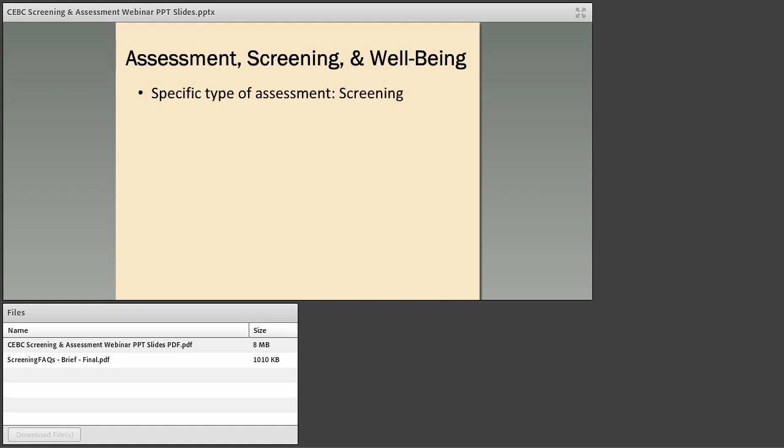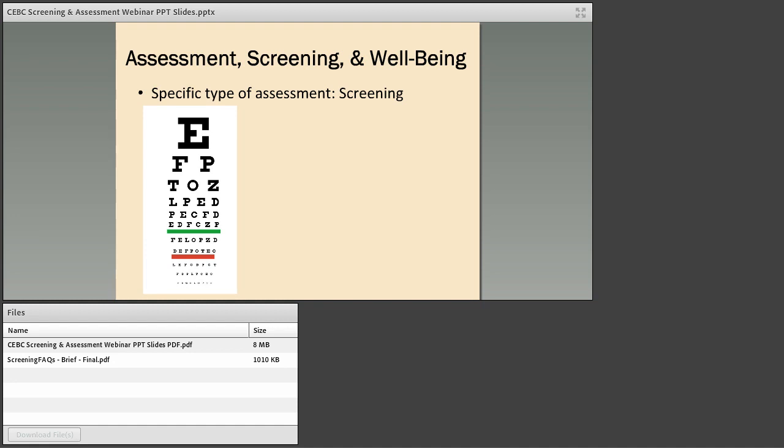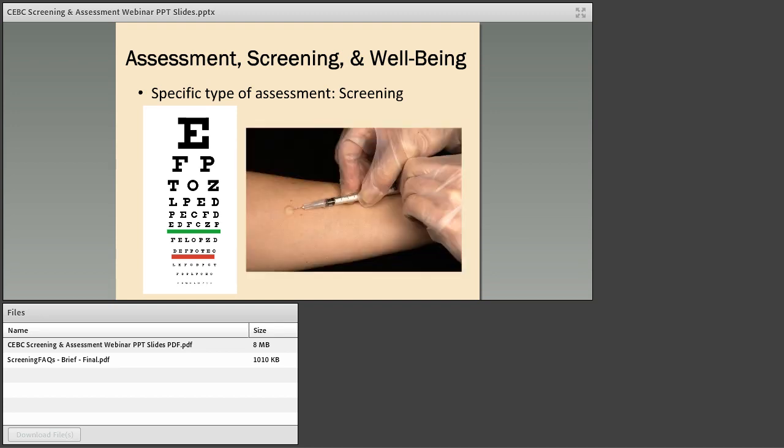Screening is a type of assessment used to efficiently identify the presence or absence of a specific characteristic. So you're already familiar with screening, you've participated, it's everywhere. So for example, if you've done an eye exam, that's a screen. An eye exam doesn't say you need glasses, it says you need a further evaluation to determine if you need glasses and what types of glasses you might need.